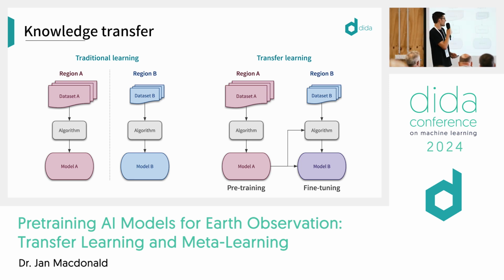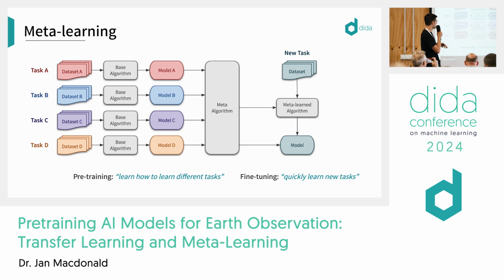Now, another way to approach knowledge transfer is meta-learning. Here the setup is slightly different. The assumption is that we have a collection of multiple different tasks that are not identical, but somewhat related. Each of them comes with their own separate data set, and you can train a model on them. In this context, it is called the base learning algorithm.